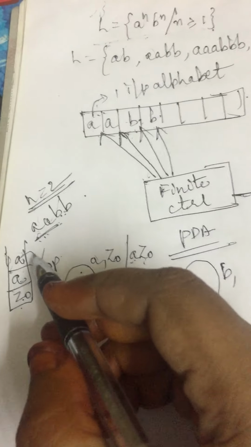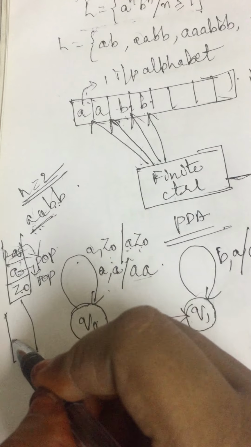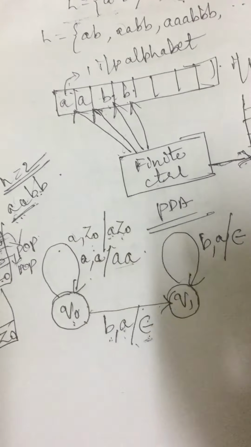And what is our top of the stack? When this has been popped, the top of the stack is A. And as we are performing the pop operation, we need to represent it by the epsilon symbol. So in this manner, this A will also be popped from the stack. Now our stack contains only Z0.